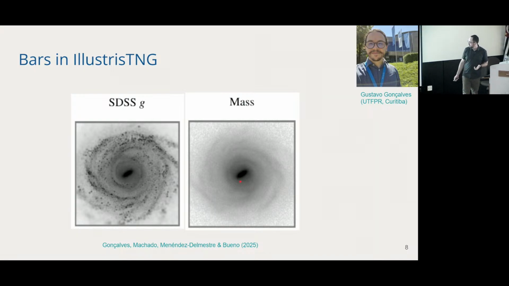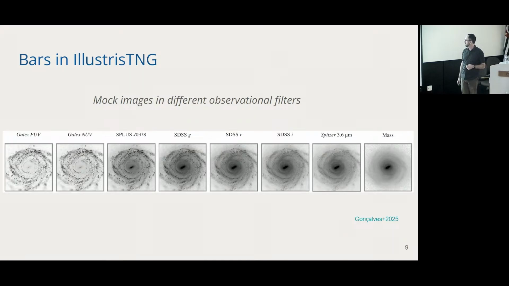So here are the other filters. The final panel is the stellar mass, and here are the mock images of one simulated galaxy from TNG, made in these filters from the ultraviolet here on the left towards the Spitzer infrared, 3.6 microns, on the right. So essentially we measured the lengths and shapes of these bars.